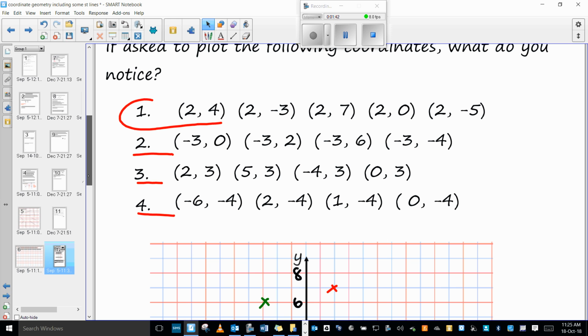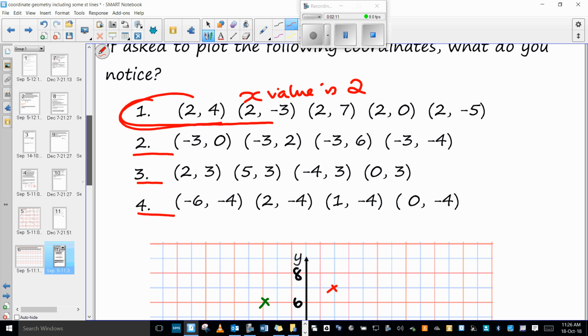Firstly, looking at the coordinates, before we look at the points, tell me something about those coordinates. Is there anything that you can tell me about those coordinates? Judy? They all go across positive 2. What do we normally call this part? The x. So for all of these, the x value is 2 for each of them.